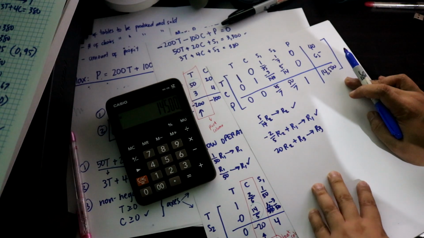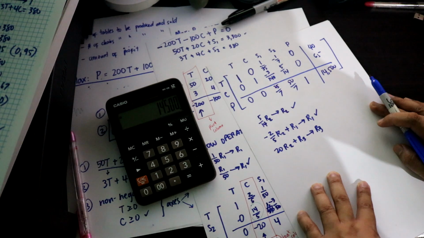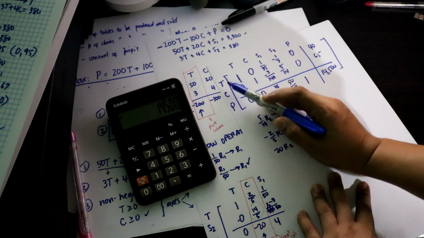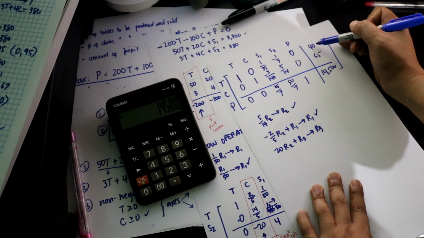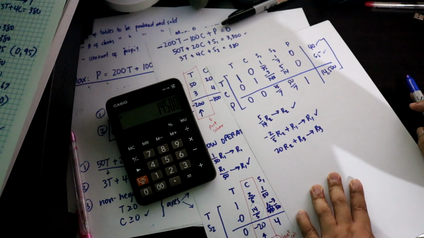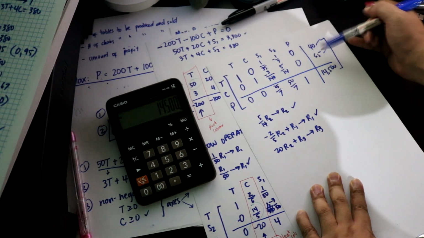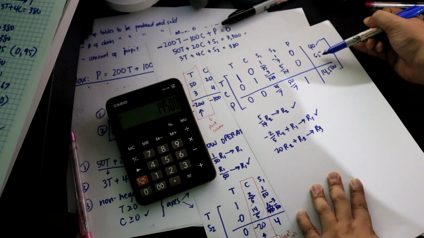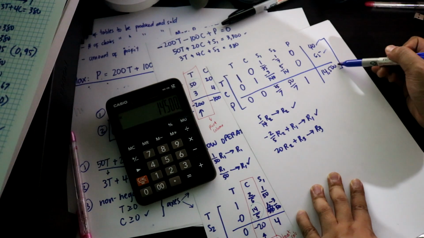Now, it's time for us to interpret the results of this simplex method. Our T is equal to 40. Our C is equal to 65. And when we use these values of T and C, we arrive at a P amounting to 14,500.